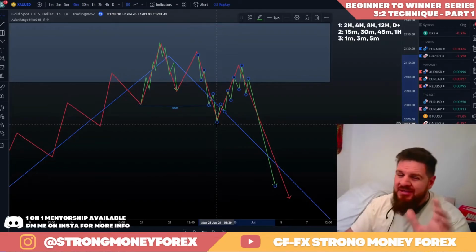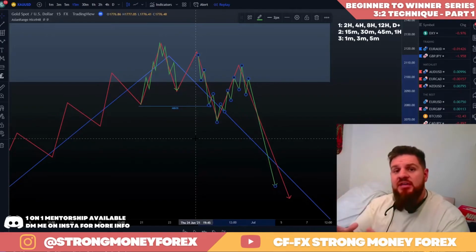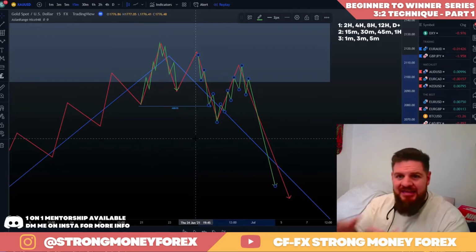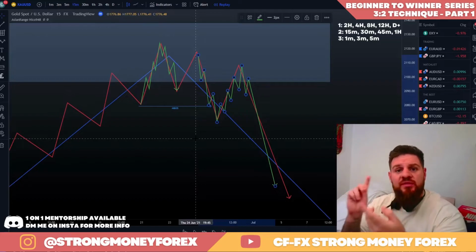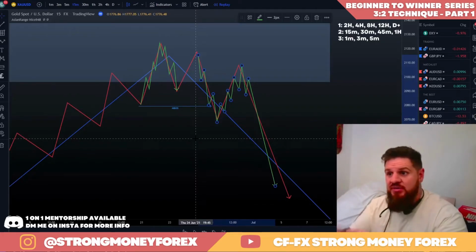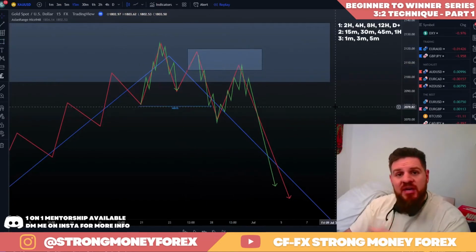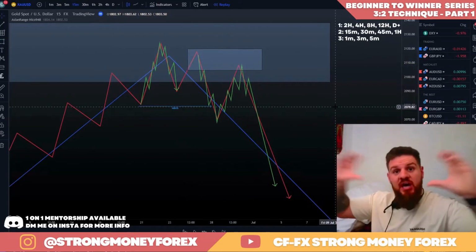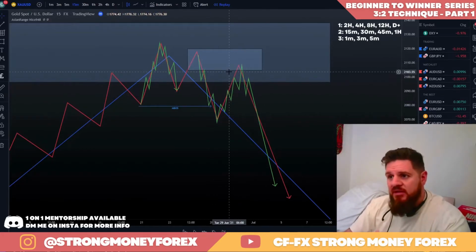Okay, the 1 minute, I don't like the 1 minute, but you can use it, the 1 minute, the 3 minute, 5 minute. So that's the key to the 3 technique: finding a zone on the 4 hour, 2 hour, daily, something above the hour anyway, then using a trend change on the 15, the 30 or the 1 hour, and then once you've got that, finding zones in these areas. So what I would have done then is found a supply zone here, a refined zone within the higher daily zone.